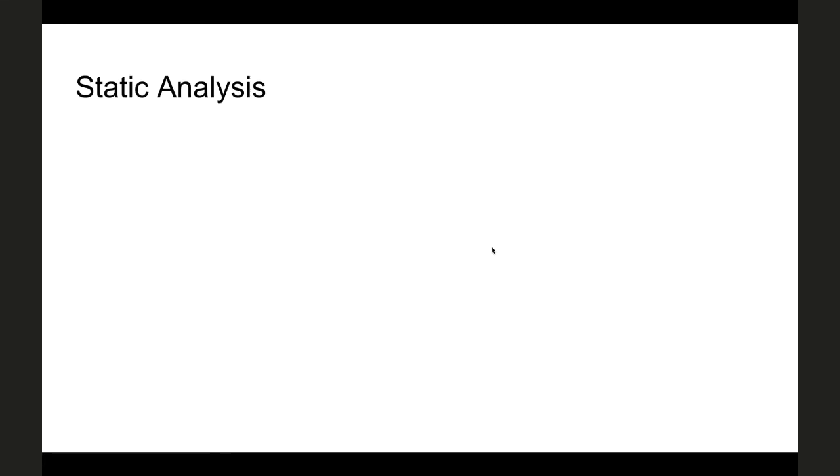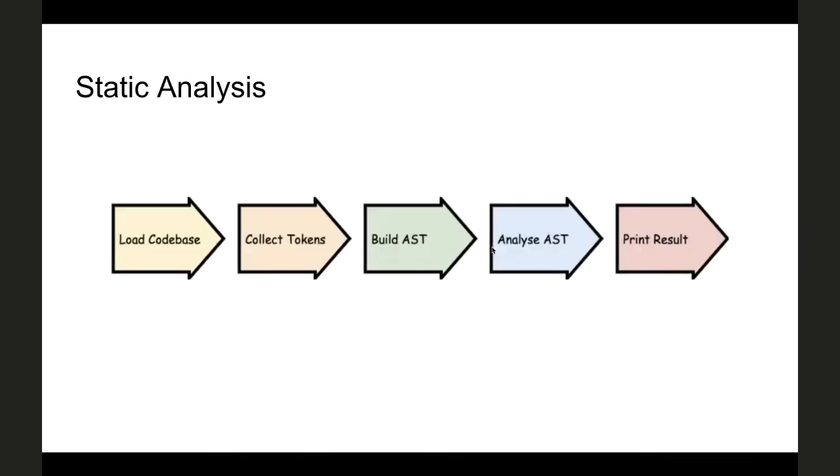And finally, about static analysis. I mean, running analysis with static analyzers. So how does it work? First of all, we need to load the codebase, and then we need to build the tokens from this codebase. We can use the PHP tokenizer here, and then we need to build the abstract syntax tree. We can use the PHP Parser library, and then we can analyze this abstract syntax tree with a static analyzer and receive the results of this analysis.